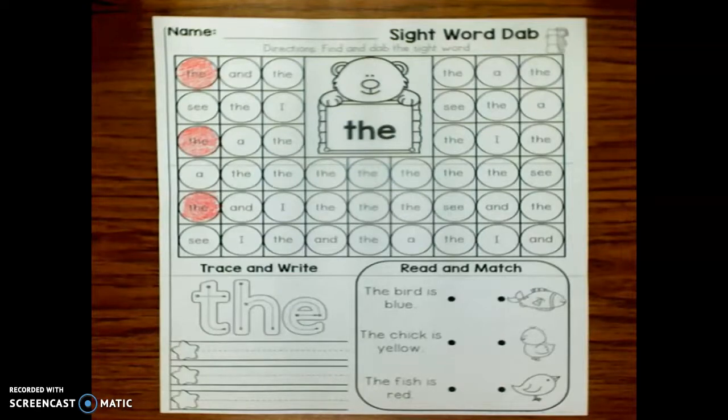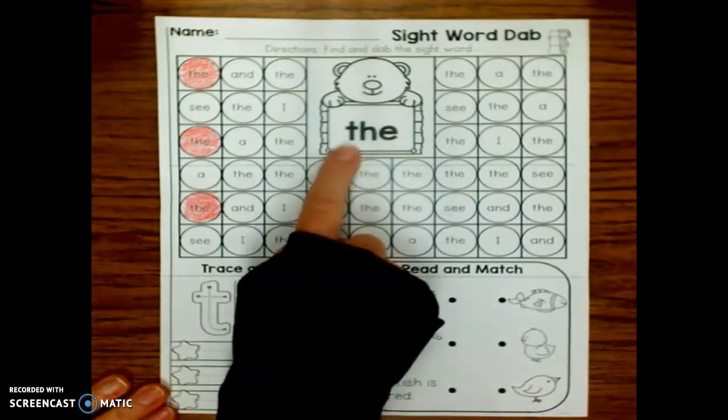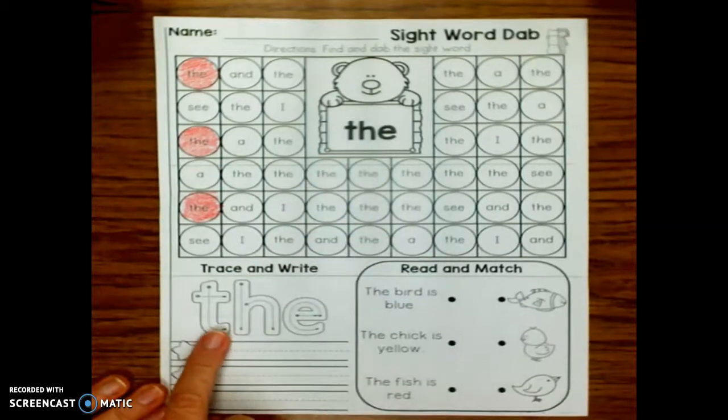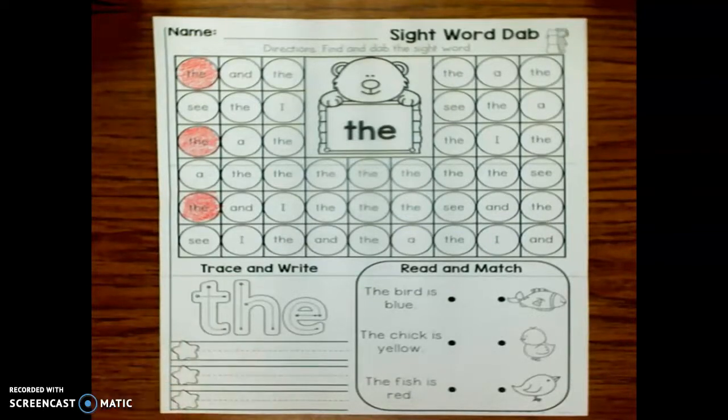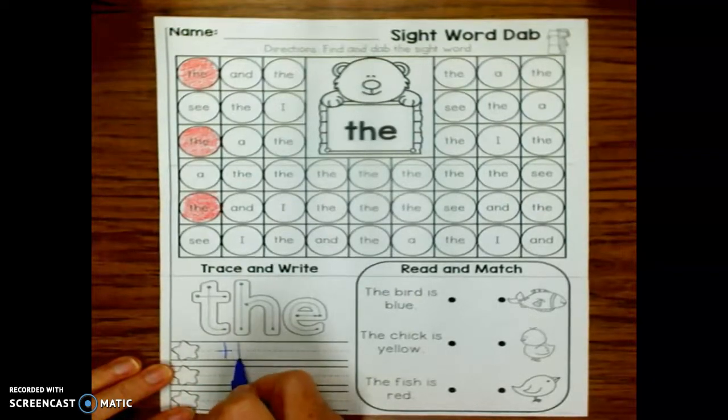Down here, they have written the word the. Now right here they've done it kind of, I don't like that T. I'll just tell you. I like it like this, straight line down and then cross it in the middle. But here they did that fancy T that you might see on a computer. So they want you to write the word the 3 times. I'm just going to write it the regular way, straight line down, cross it in the middle. T-H-E.